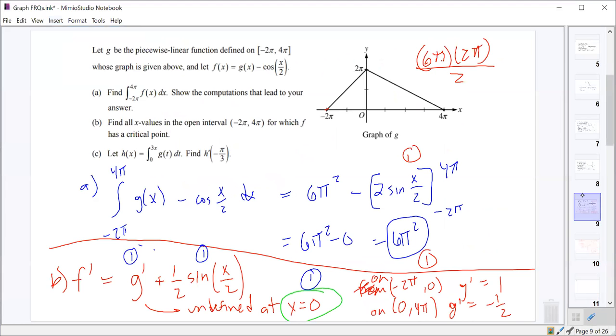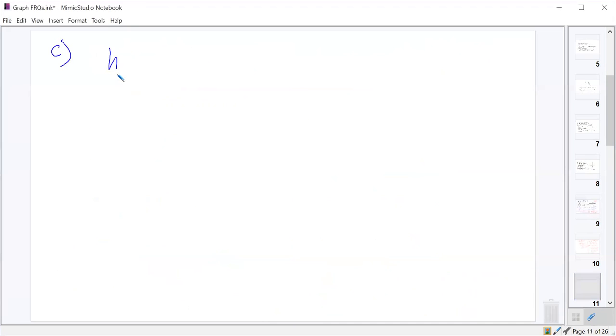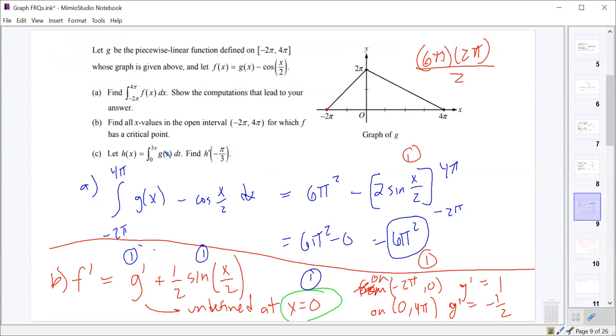All right, so for part C, we've got h of x, which is the integral from 0 to 3x of g, so just the integral of this from 0 to 3x. We want to find h prime of negative pi over 3. So if h of x is the integral from 0 to 3x of g of t dt, let me make sure I got that written down right? 0 to 3x of g of t dt, good.